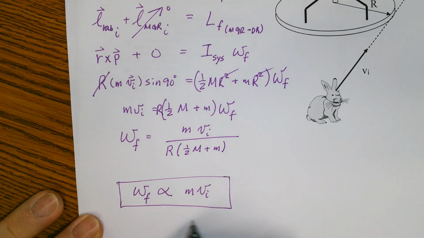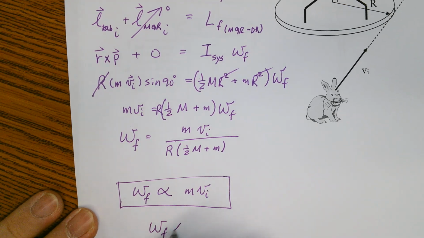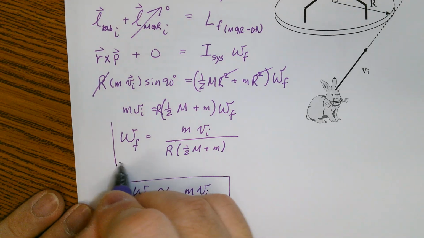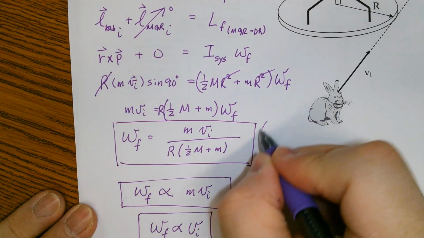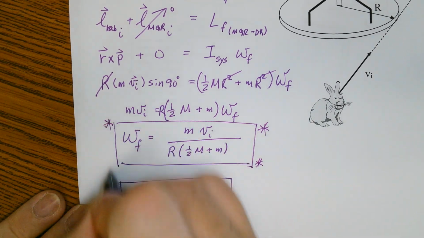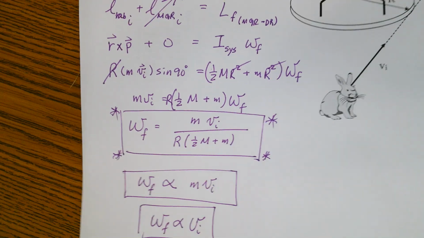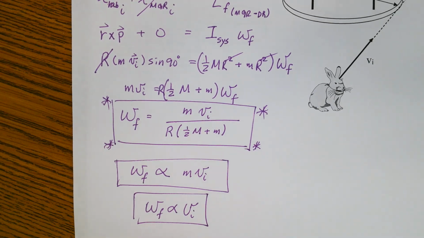Or I could just simply say v, right? Because m is also constant. So this is the answer that we're looking for. All right. So be careful of those disgruntled rabbits in the playground.